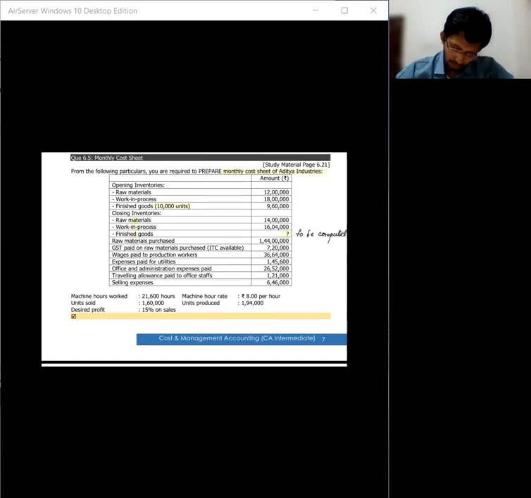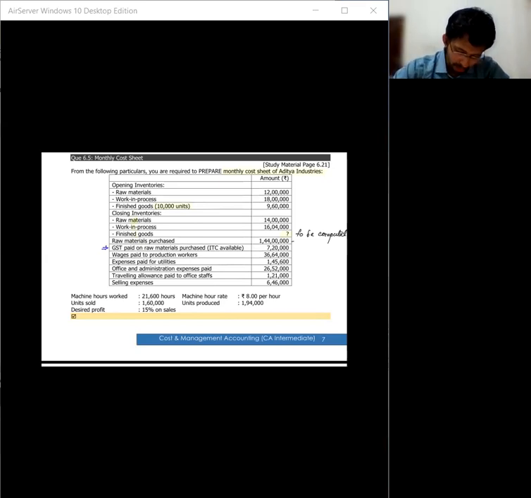Okay, fine. Now going forward, raw material purchased is given. Then GST paid on raw materials purchased, ITC available, 7,20,000. Friends, we have already discussed it many times. Whenever there is ITC, input tax credit, available on the GST paid at the time of purchase of the raw material, what should be the treatment? It should not be considered as material cost. So this GST paid amount will not be considered as a part of purchases or raw material consumed. So this 7,20,000 should be ignored completely.